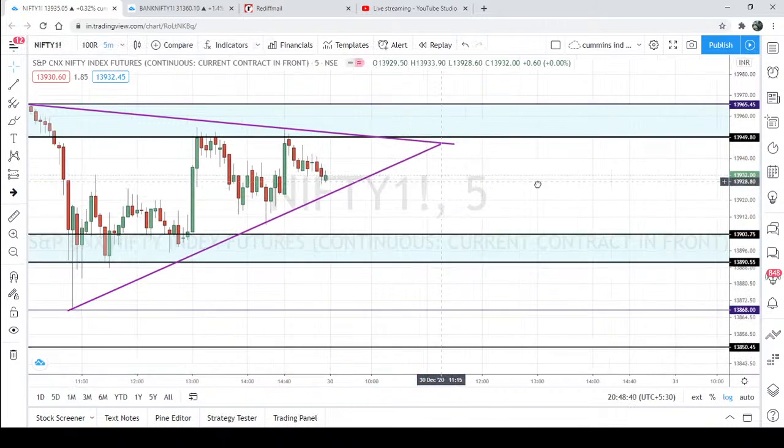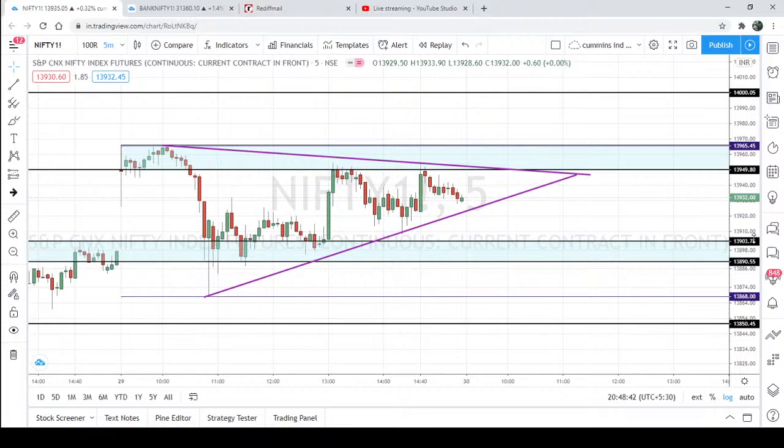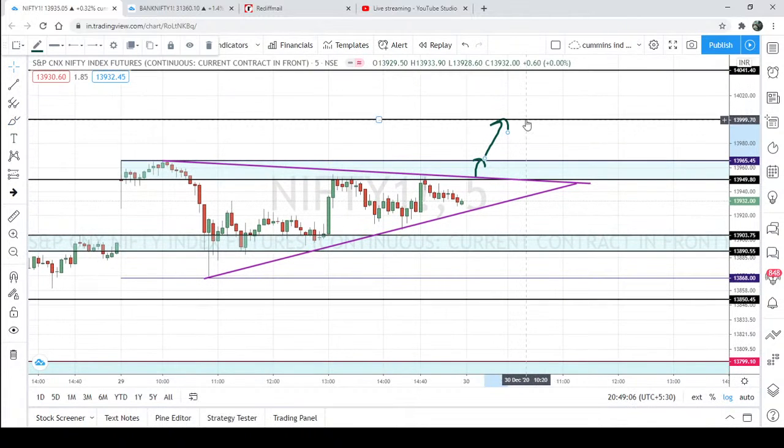Okay, let me explain what I'm planning for tomorrow. Guys, in case it breaches today's high, that is 13,965.45, I mean the close, if there is a bullish candle close above this, there are good chances we can see price move towards 14,000, and above 14,000 we can target 14,040 and 14,080. This is a simple plan I have for tomorrow.